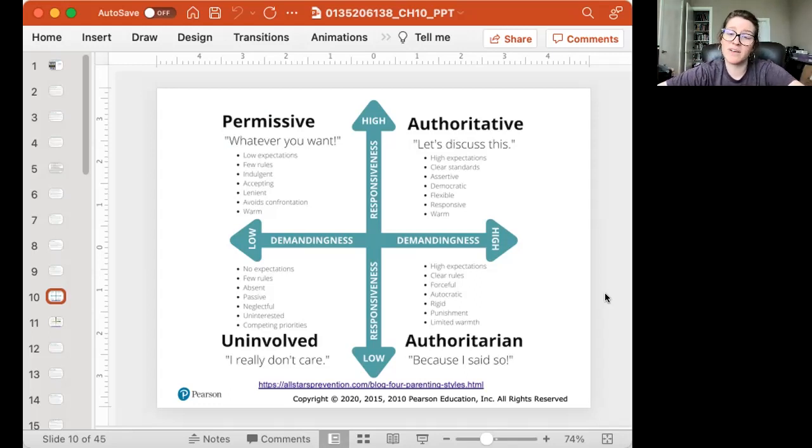And then authoritative, as previously mentioned, is the ideal form of parenting that parents should shoot for. It's the "let's discuss this" method, where there's high expectations, clear standards, assertive communication, a healthy communication style. You're democratic, right? Flexible, responsive, and warm. Like, okay, I'm going to explain to you why you can't do that, why that's not allowed, why that's a rule, instead of just saying, "because I said so."